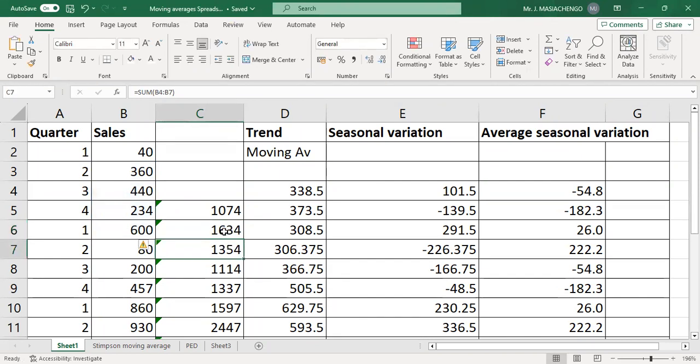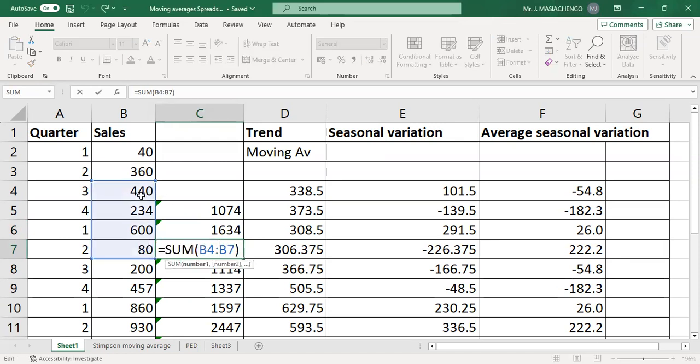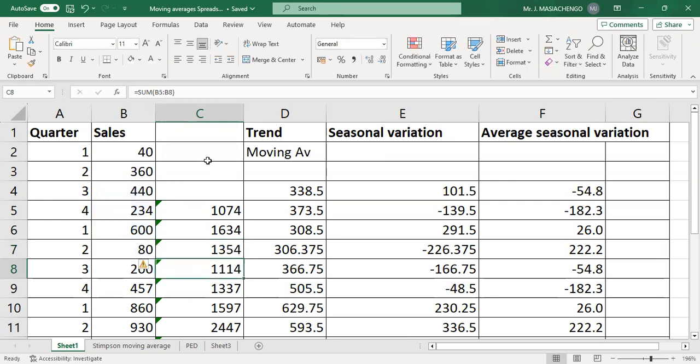Okay, that's the total. Then for here, it means again, you are supposed to add this figure, 440, 234, 600, then 8. I think it's clear. So these are the totals. The totals, not a problem, right? Totals, not a problem.